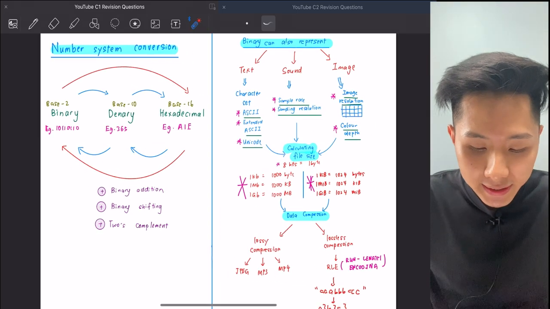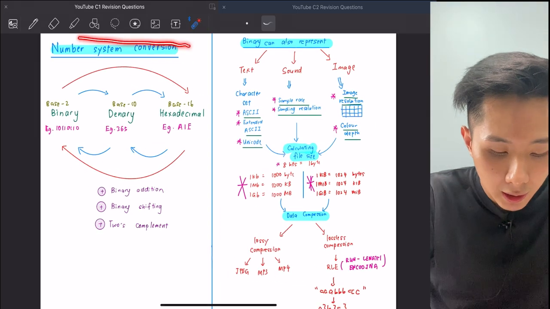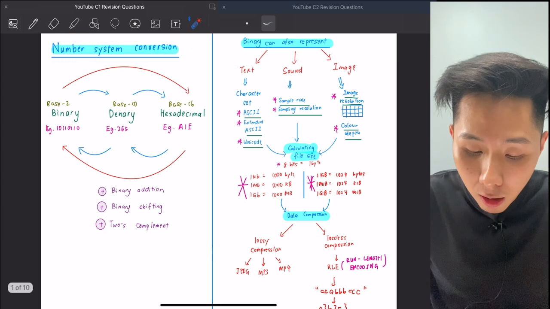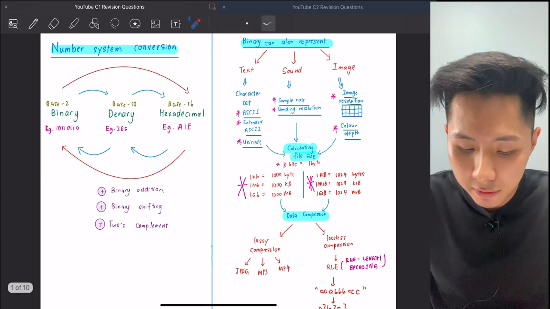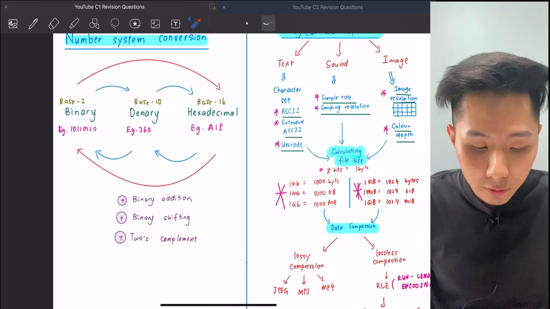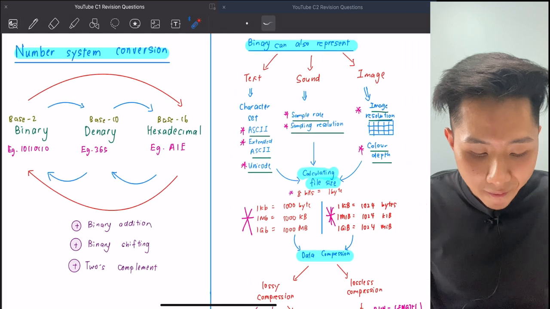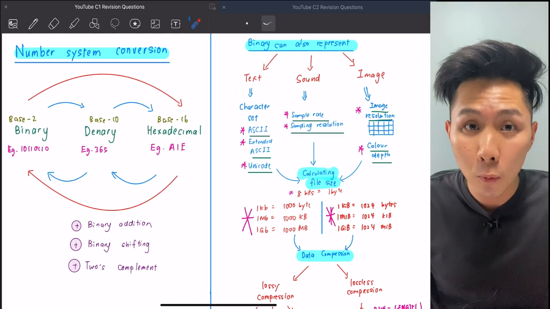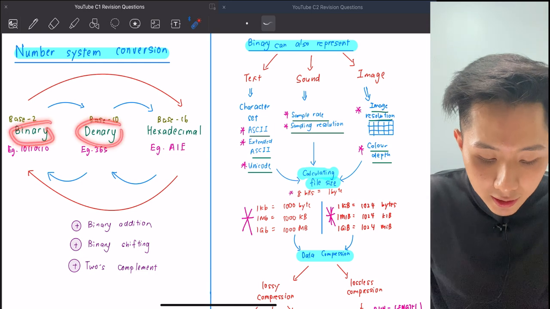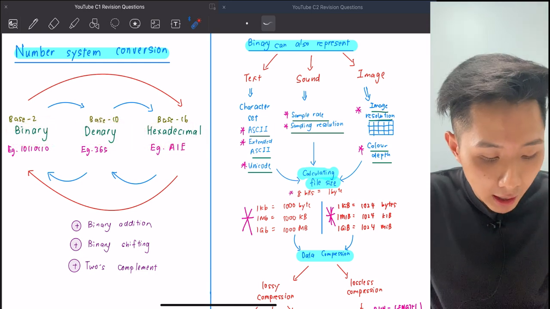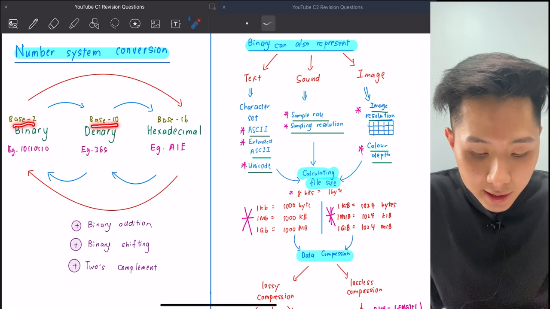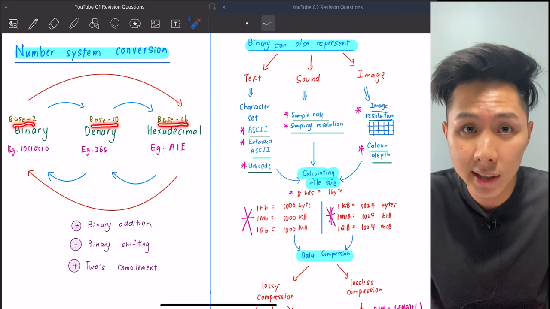So we can see that in this chapter alone, there are three major topics: number system conversion, how binary can be used to represent different data, and last but not least, data compression. So let's start off with number system conversion. There are three different number systems that we learned in chapter 1, namely binary, denary, and hexadecimal. Binary, we call a base 2 number system. Denary is base 10. Hexadecimal is a base 16 system.